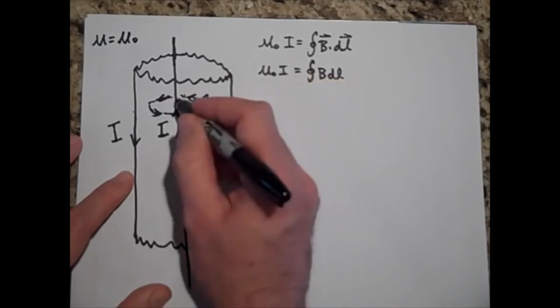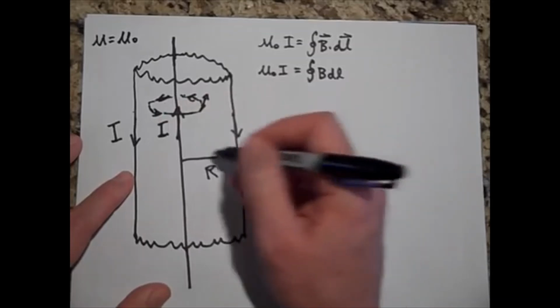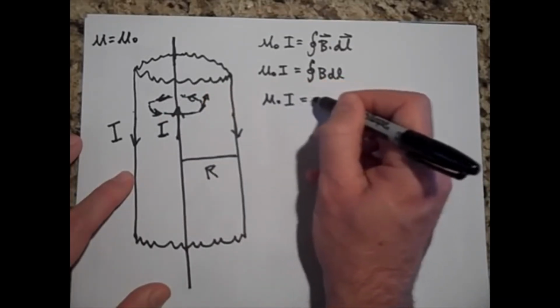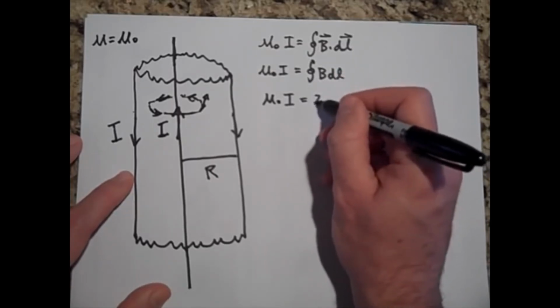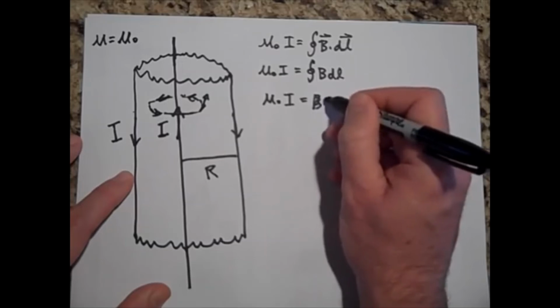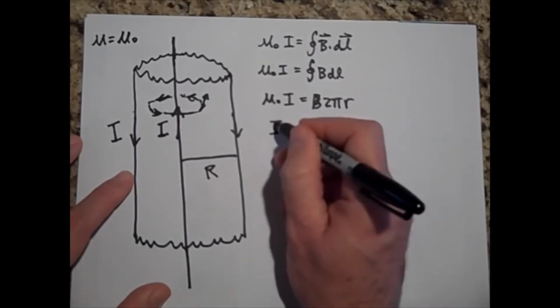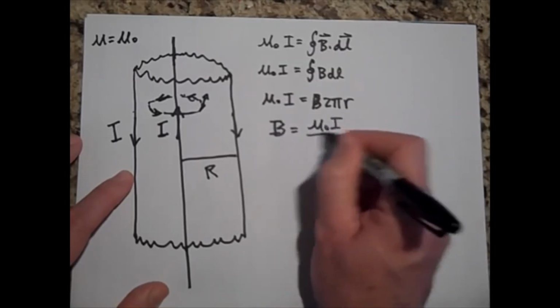Remember, the only I that matters is the I through the Amperian membrane. So none of this outer I is going through there. And so you have mu naught I is equal to, when you pull the B out, you can add all the dl's up and you're going to get B 2 pi R. Okay, so the B is going to be equal to mu naught I over 2 pi R.